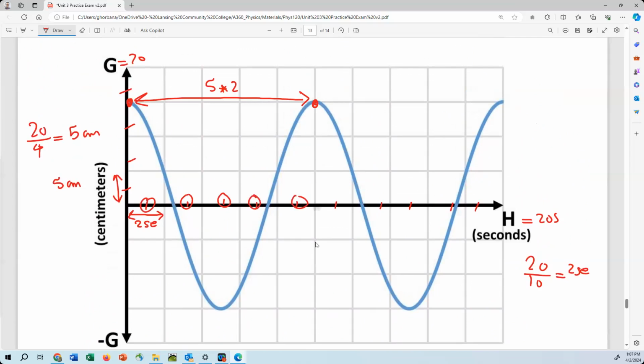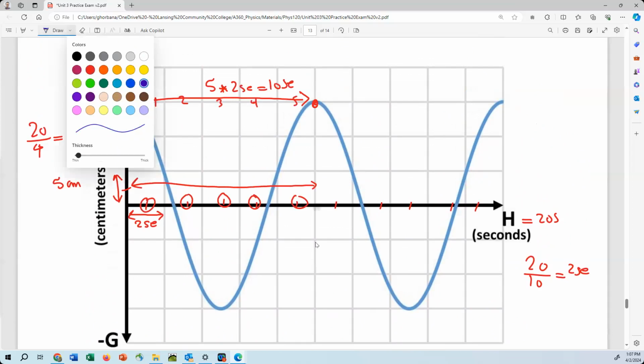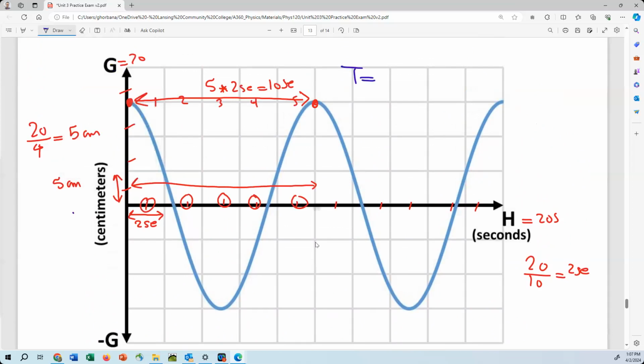From here to here, the distance between two crests. How many of these do we have? 1, 2, 3, 4, 5. Each one is 2 seconds. 5 times 2 seconds is going to be 10 seconds. So the T, let me write it with a different color, the T is 10 seconds, the period.